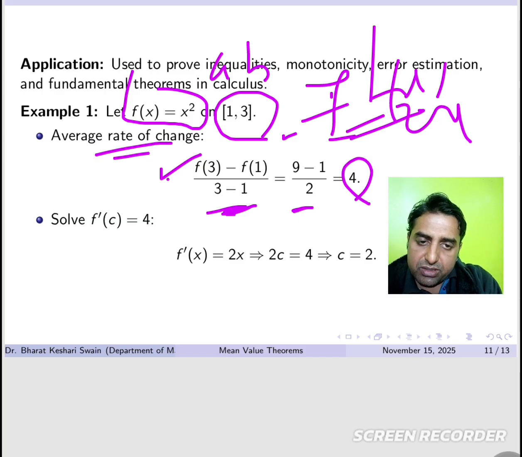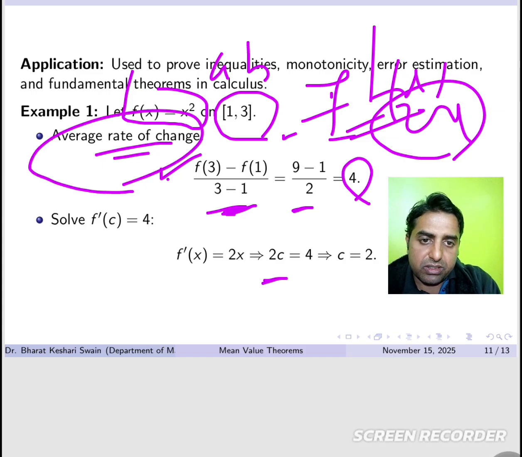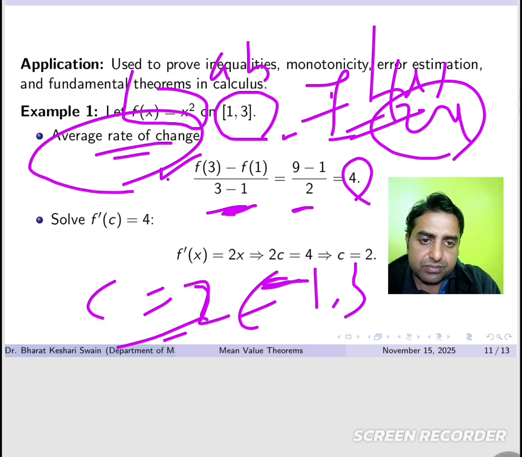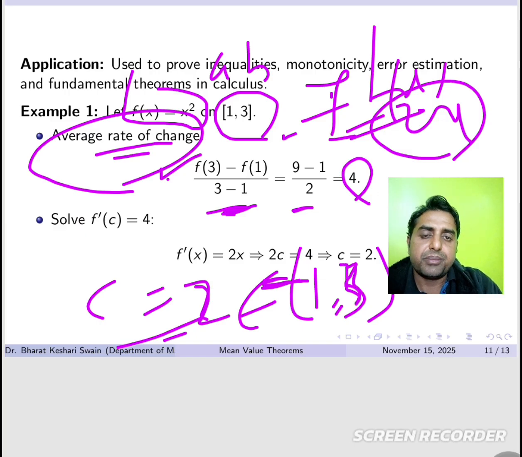Now just find your f dash c again. f dash c means f dash x equal to 2x, so f dash c will be 2c. And 2c will be equal to the average rate of change, which is 4. If you solve for c, c equals 2. Now see, this 2 belongs to what? 1 and 3, the open interval of 1 to 3. So in between 1 and 3, 2 exists. So that was the statement of the Lagrange mean value theorem.